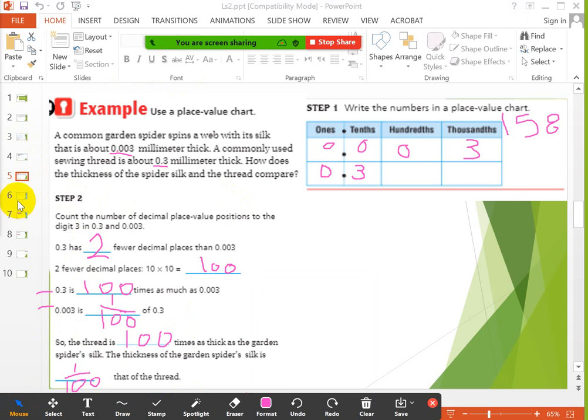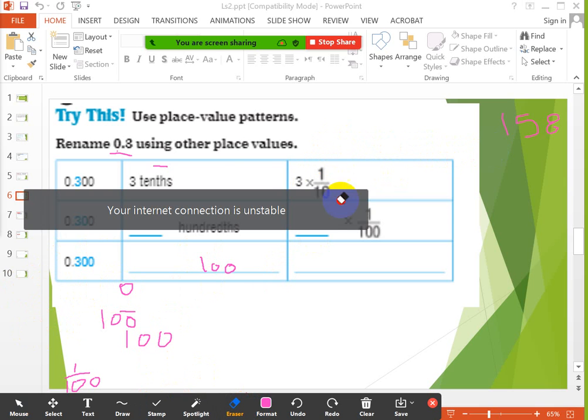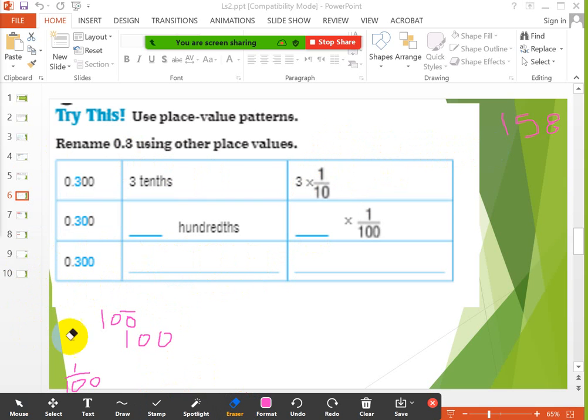Okay, so let's move to the last thing. I have this table and I want to solve this table. Let's solve this table together. Now, rename 0.3 using other place values.